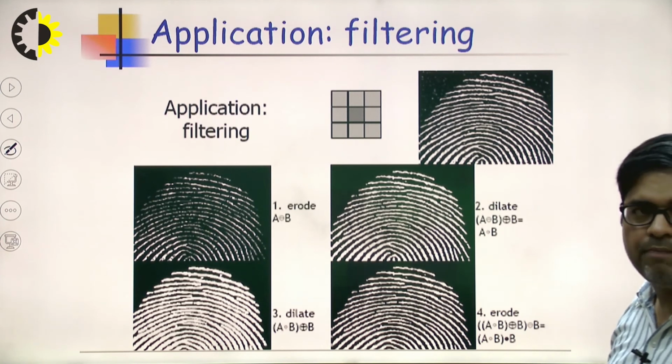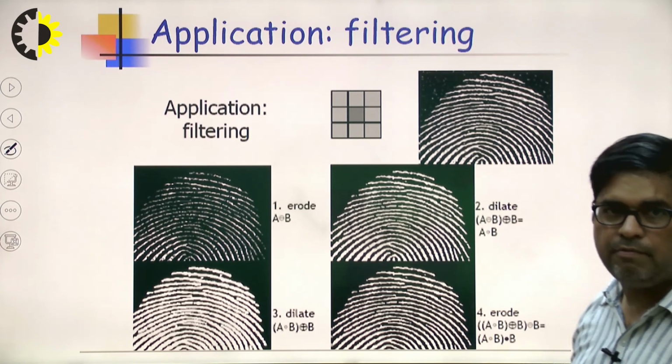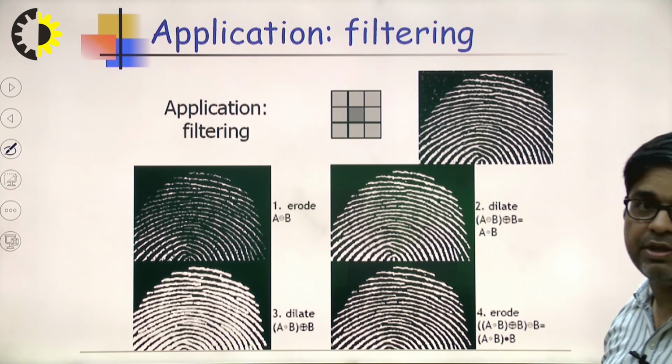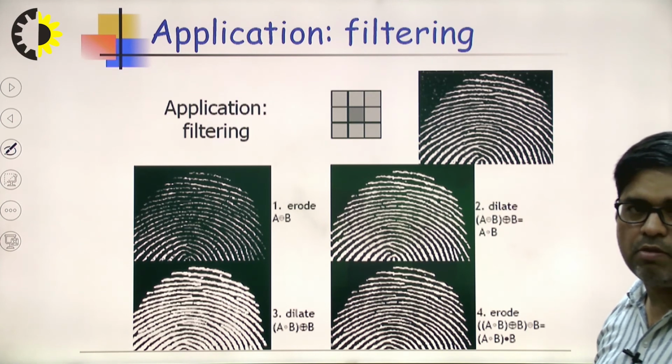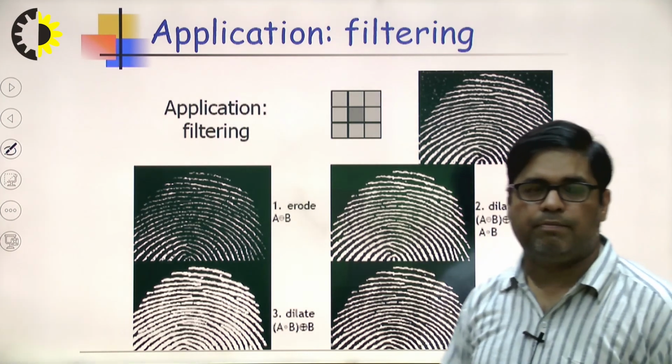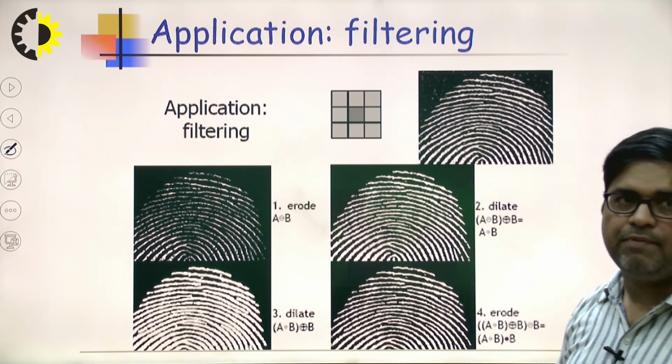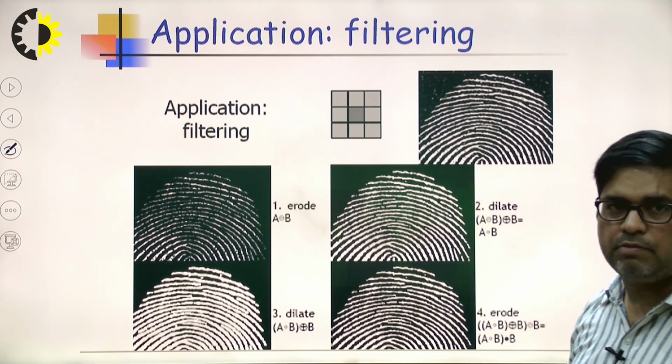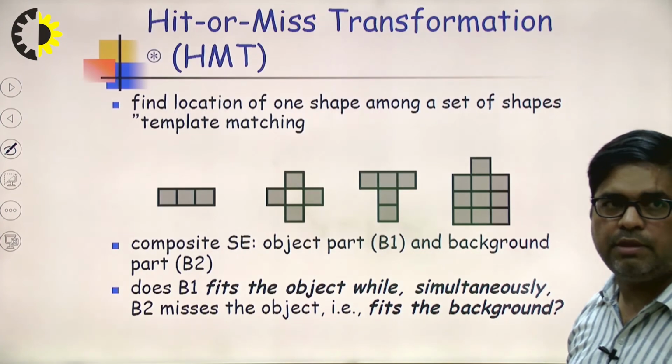The application is filtering, for example when we are using a thumb impression. Sometimes the edges are not very clear. So to make things very clear, the erosion and dilation operations will be applied over the images.